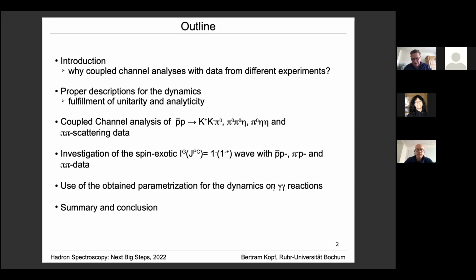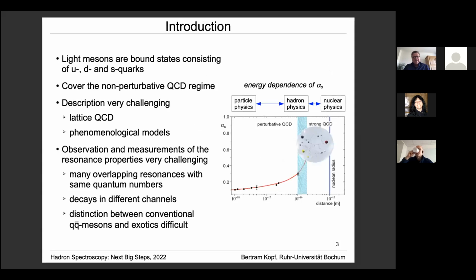So we have already heard a lot of things in the morning session today. Here we are using real gamma and used parametrizations of the dynamics obtained from the other fits. And finally, I will give a summary and a conclusion.